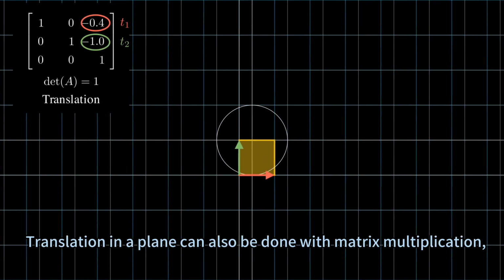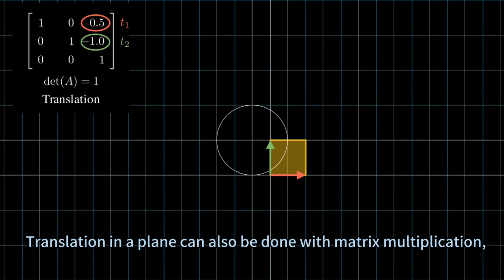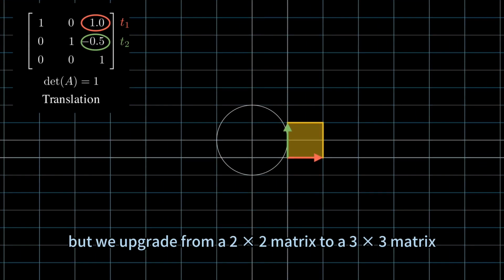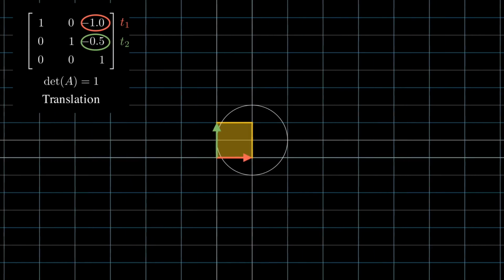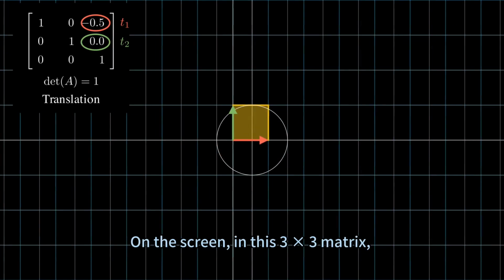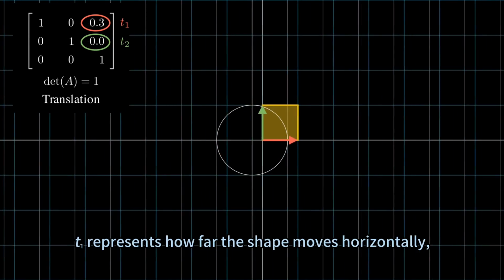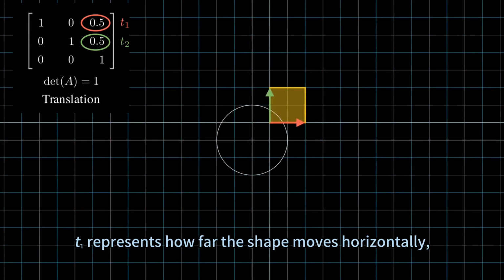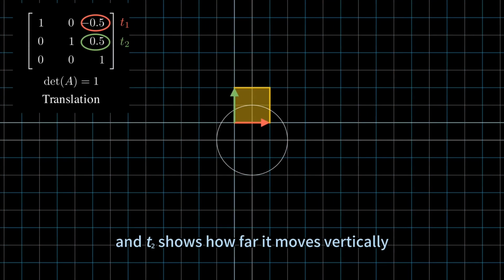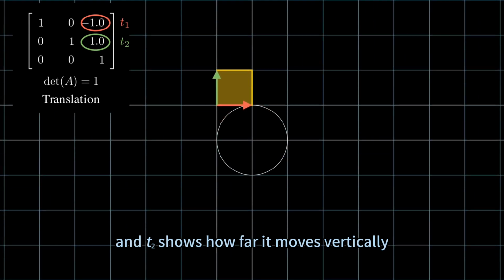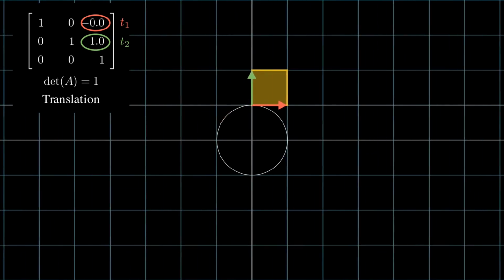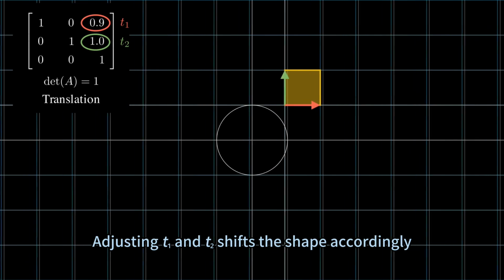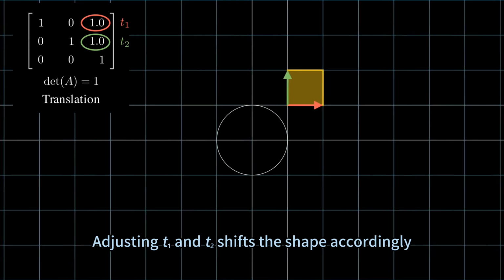Translation in a plane can also be done with a matrix multiplication, but we upgrade from a 2 by 2 matrix to a 3 by 3 matrix. On the screen, in this 3 by 3 matrix, T1 represents how far the shape moves horizontally, and T2 shows how far the shape moves vertically. Adjusting T1 and T2 shifts the shape accordingly.